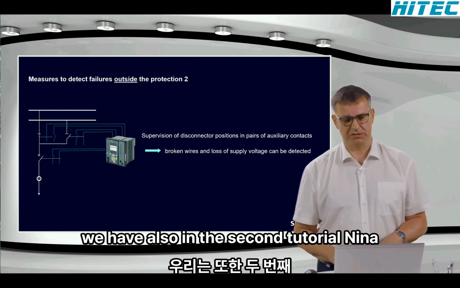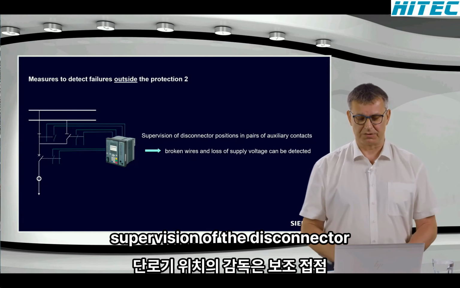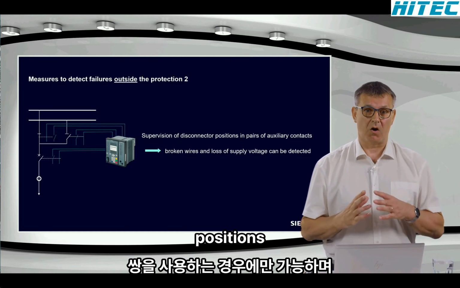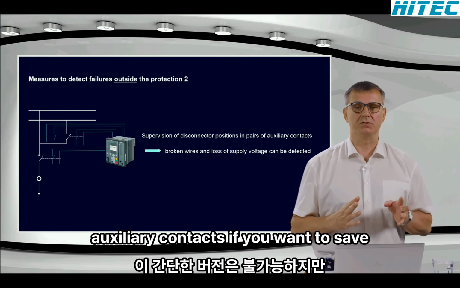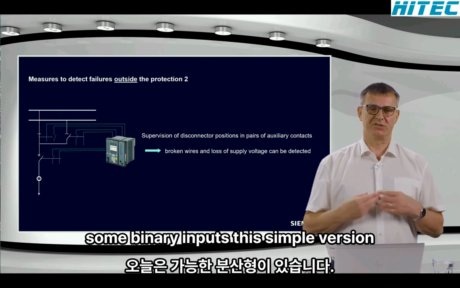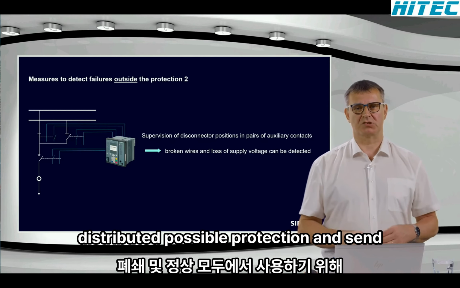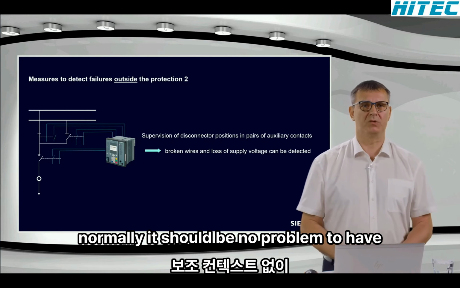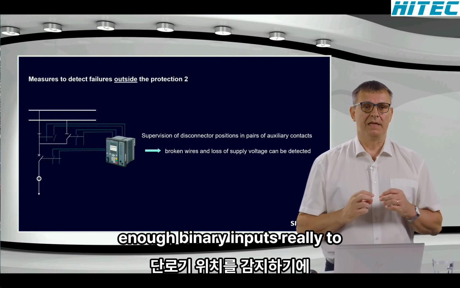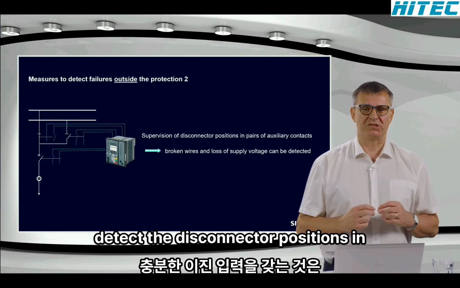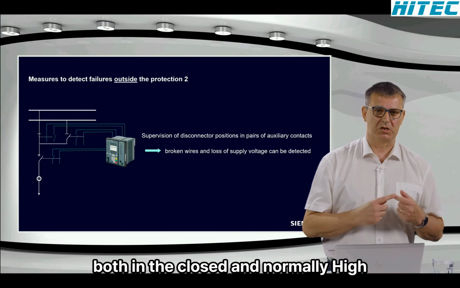In the second tutorial, Nina also explained in detail the supervision of the disconnector positions. It is only possible if you use pairs of auxiliary contacts. If you want to save some binary inputs, this supervision will not be possible. But today we have a distributed busbar protection, and then normally it should be no problem to have enough binary inputs to detect the disconnector positions with pairs of auxiliary contacts, to use both the normally closed and the normally open contact.